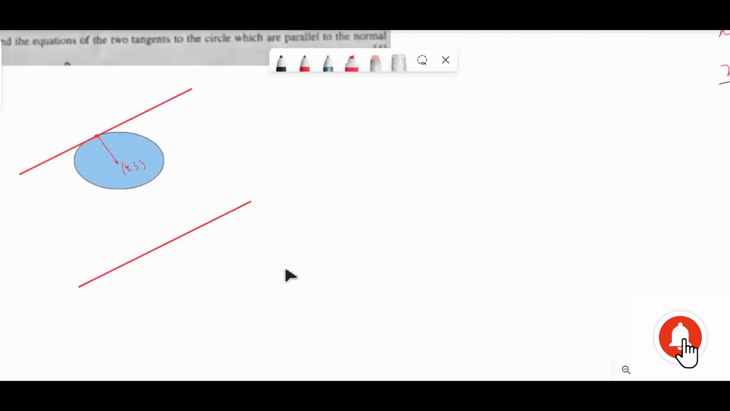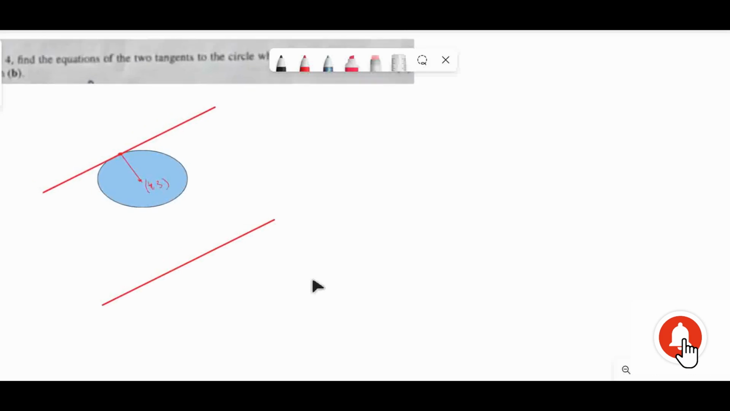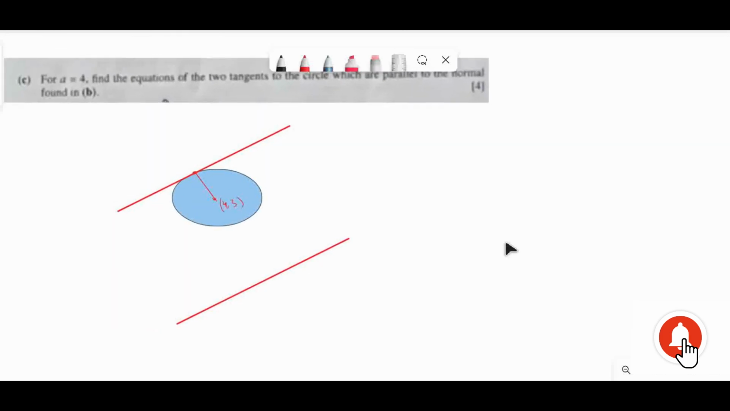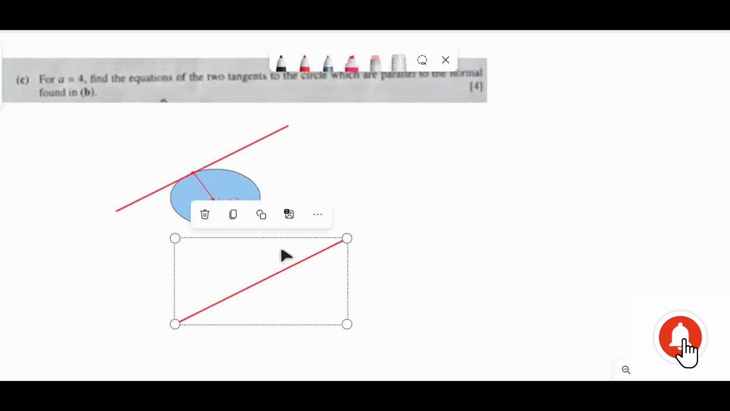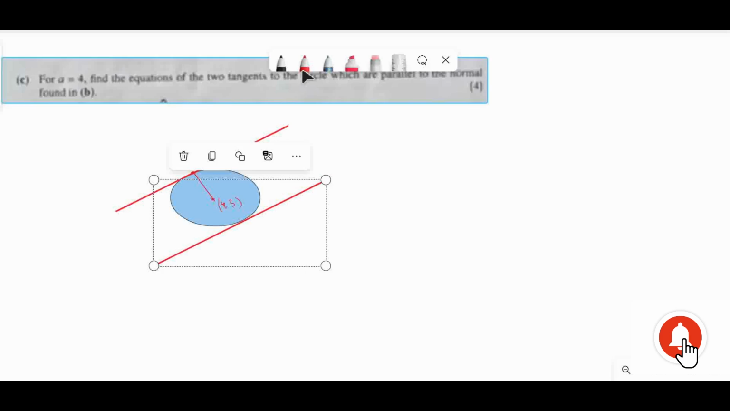Now in the previous part we have seen this thing that we have 2 points, so let's see these 2 points. Now here the question is that for the value of a, find the equation of the two tangents to the circle which are parallel to the normal found in A. So let's try to understand the question first. So this is the tangent line, let's say this is the tangent line.